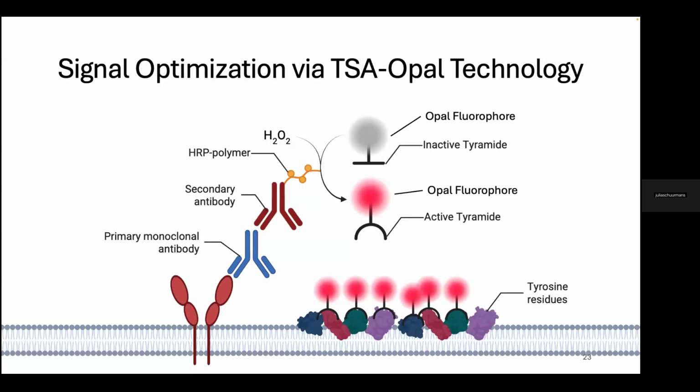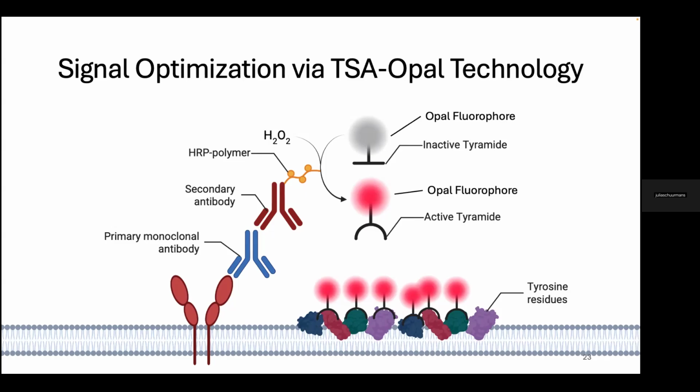So how was I able to improve the image? Well, in our lab, we work with a technology called TSA Opal technology. It is a type of indirect immunofluorescent labeling, which means that we have a primary monoclonal antibody, which is bound by a secondary antibody, which then catalyzes a reaction of an inactive fluorophore to become an active fluorophore. And this inactive fluorophore becomes a free radical and then binds to the residual tyrosine residues around the epitope of interest, creating an amplification of signal.